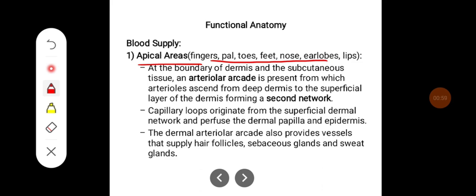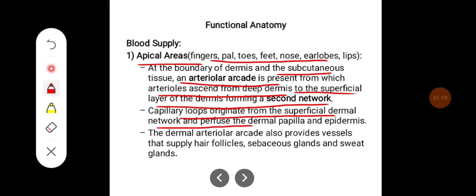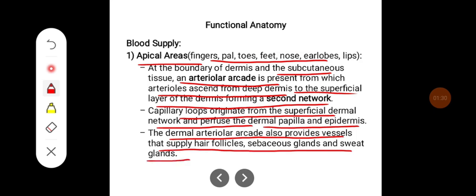At the boundary of the dermis and subcutaneous tissue, an arteriolar arcade is present from which the arterioles ascend from the deep dermis to the superficial layer of the dermis, forming a second network. Capillary loops originate from the superficial dermal network and perfuse the dermal papilla and epidermis. The dermal arteriolar arcade also provides vessels that supply hair follicles, sebaceous glands, and sweat glands.